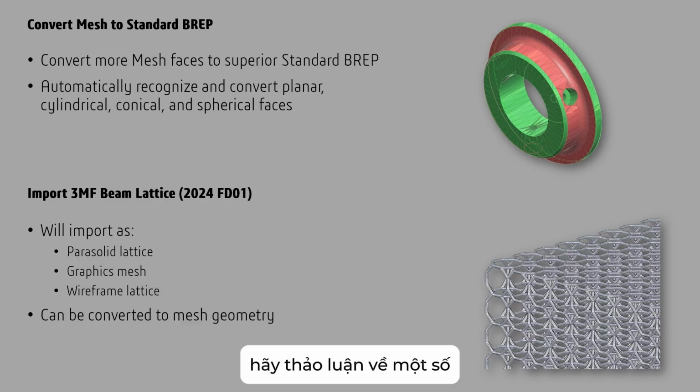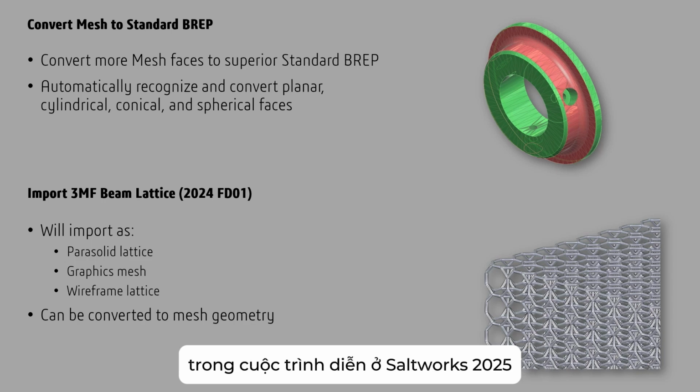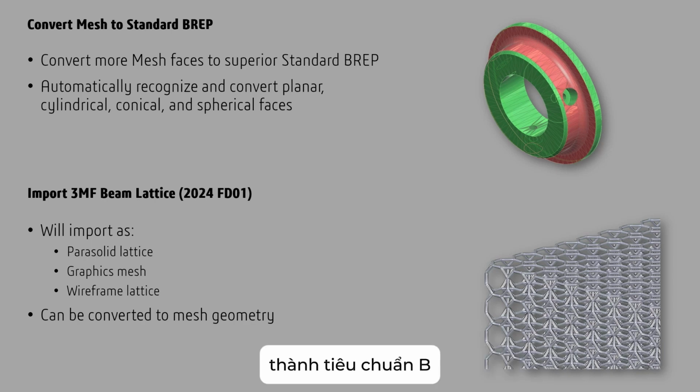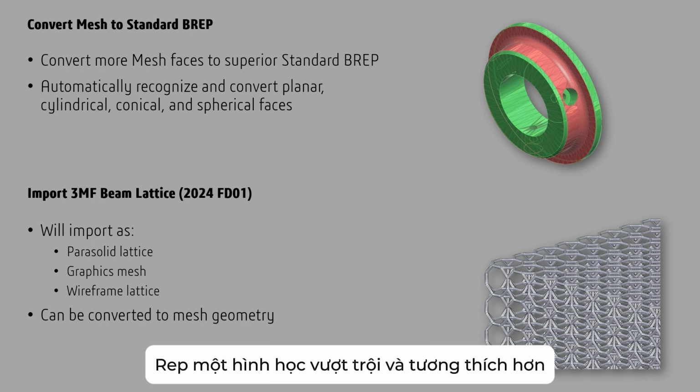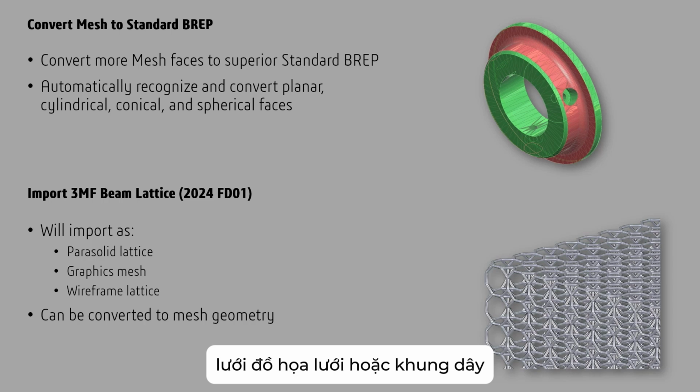Let's discuss some of the enhancements that we weren't able to go over in the demonstration. In SOLIDWORKS 2025, we can now automatically convert meshes to standard BREP, a superior and more compatible geometry. SOLIDWORKS now imports 3MF beam lattices as parasolid lattices, graphics mesh, or wireframe.